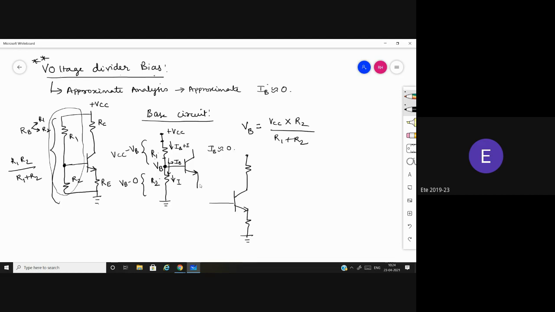Coming to the collector circuit, that is the output circuit. Here, this is the RC and this is the IC, RE, IE. Between these two, we are having VCE. Now applying KVL to the outermost loop, we have VCC minus ICRC minus VCE minus IERE is equal to 0.